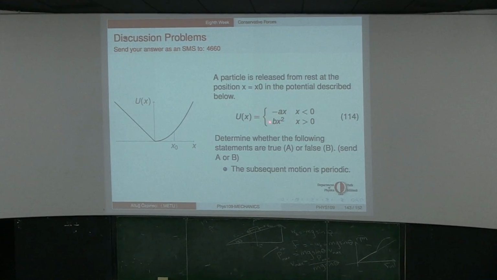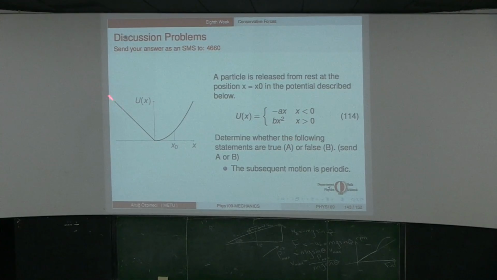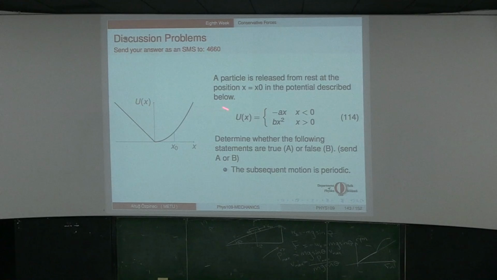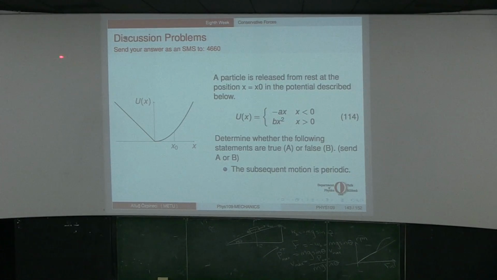Well, the force is minus the derivative of the potential energy. I'm in this region, so my potential energy is minus ax. If you take the derivative of this thing with respect to x, it is minus a. Minus minus a is a. So in this range, I have a constant force equal to a. So what examples do you know about a constant force? Free fall, weight. Weight is a constant force.